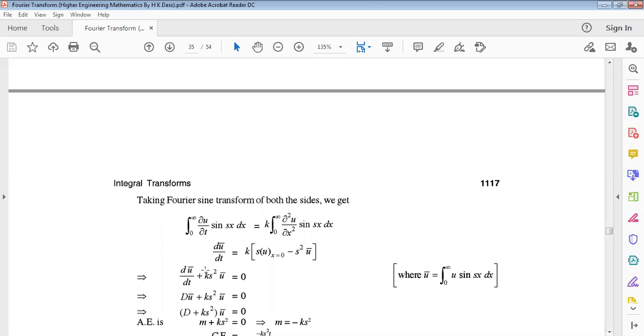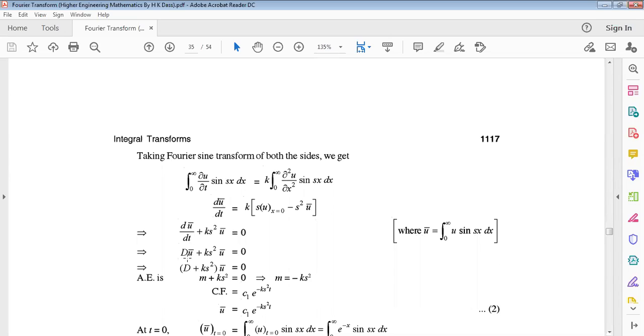From this we can write du bar/dt plus k s² u bar equals 0, just taking everything on the left-hand side. Now d/dt can be put as capital D, the differential operator. So D u bar plus k s² u bar equals 0. Now just solve this differential equation. The right-hand side is 0 for this differential equation, so the auxiliary equation can be written as m plus k s² equals 0. Then m equals minus k s².